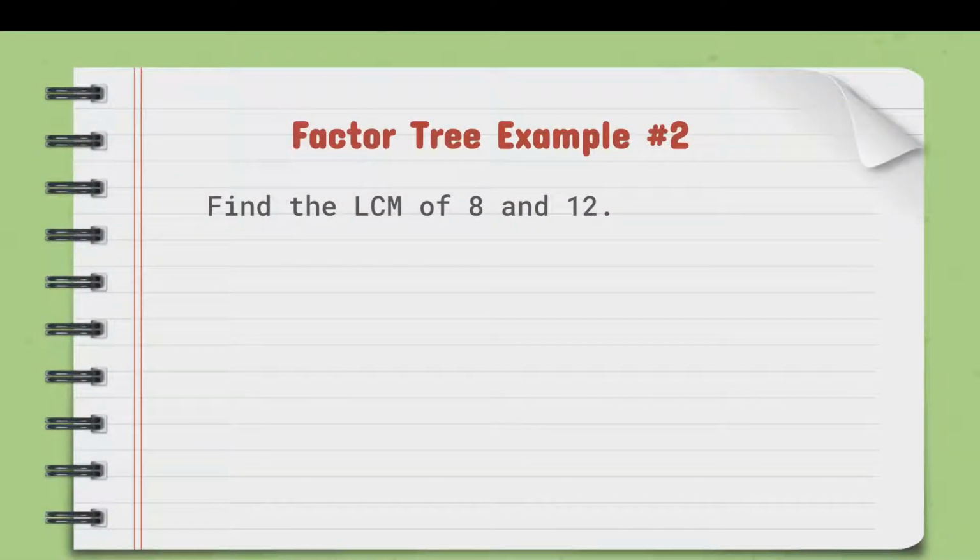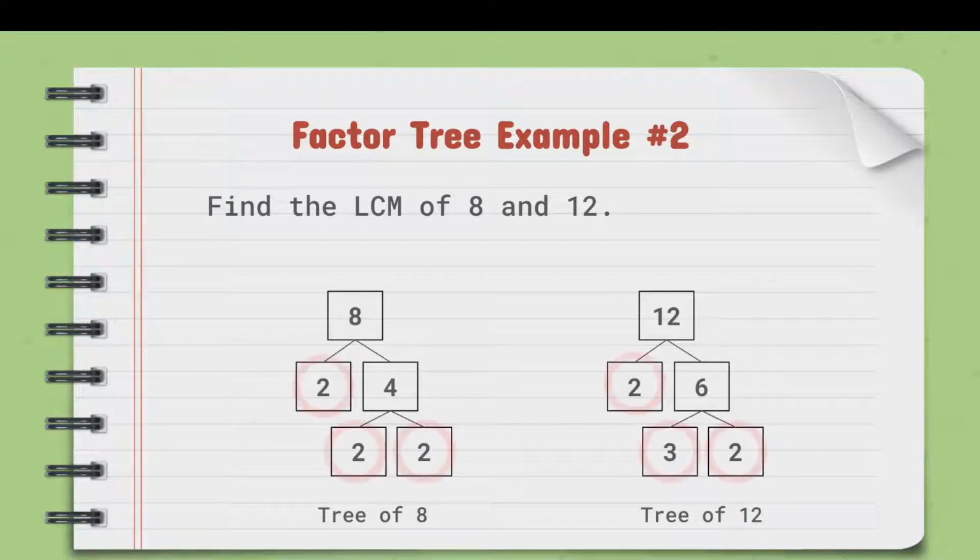Using the same method, let's try finding the LCM of 8 and 12 this time. If you want to try it by yourself, just pause the video. So first, we need to make factor trees for 8 and 12. And here it is. Extract the prime numbers, and for each one, identify how many times it occurs at most.